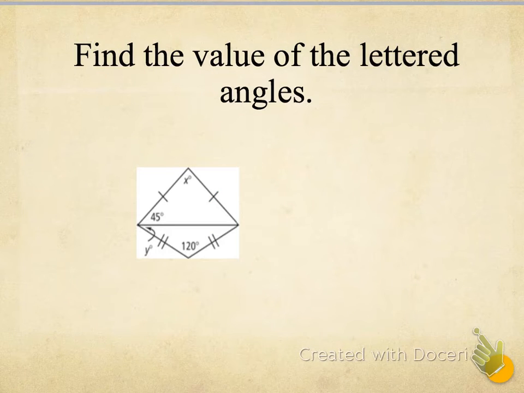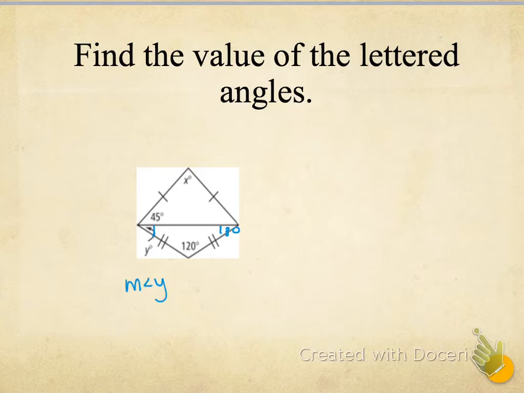Okay, find X and Y. So if this is 120, if these sides are the same, it means these angles should also be the same because it's an isosceles triangle. So I'm going to take 180 minus 120 to see what I have left that I can use. I have 60. If I cut 60 in half, I should get these angles here, which are 30.